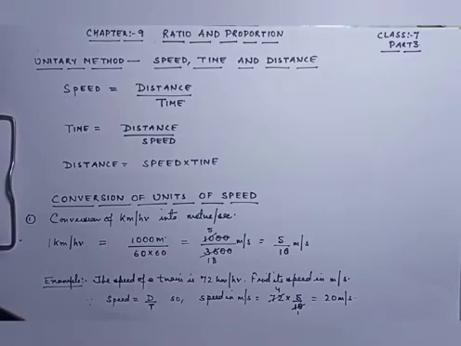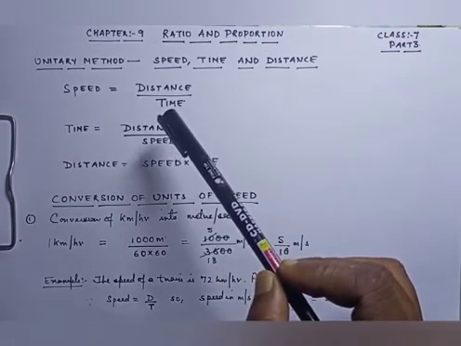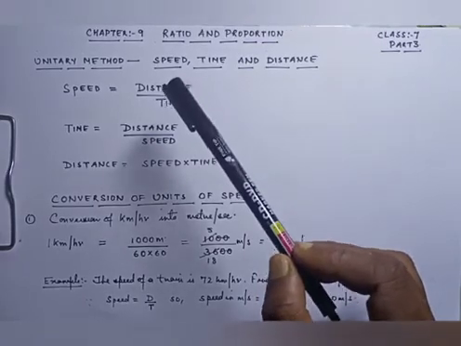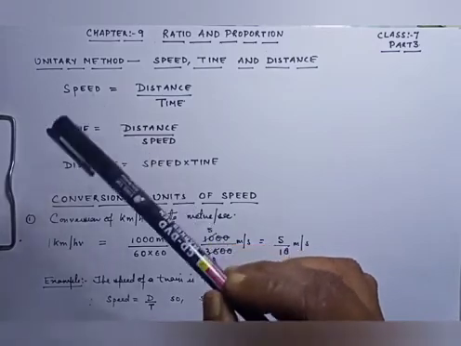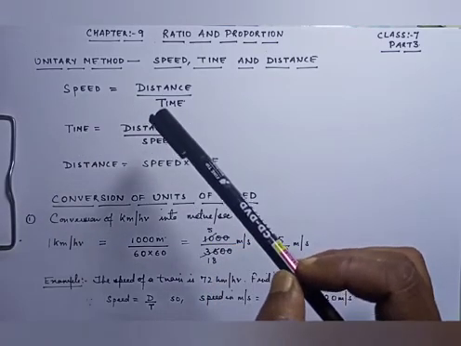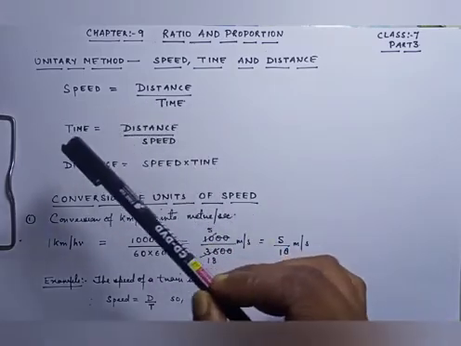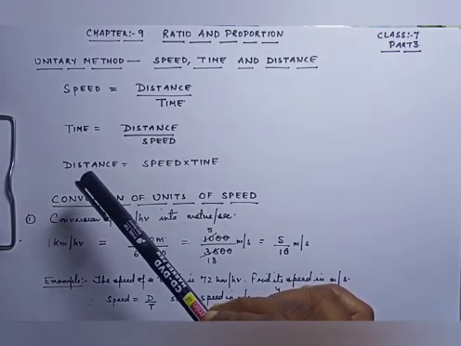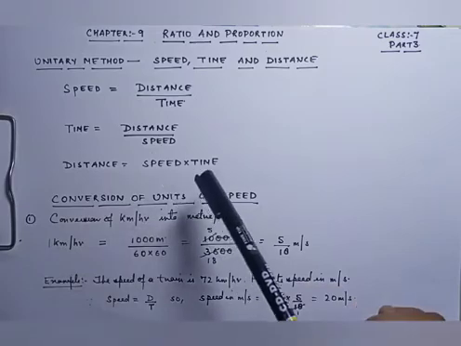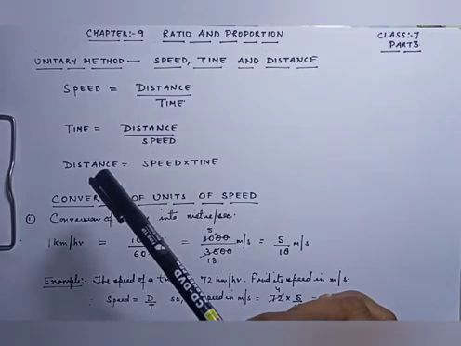As we all know, speed is the distance traveled in a unit time. So the formula for speed is distance upon time. So if two quantities, that is distance and time, are known to you, you can find out speed. Suppose if time is unknown to you and distance and speed are given to you, you can find out time by the formula time is equal to distance upon speed. Now if distance is unknown to you and the two quantities, that is speed and time, are given to you, you can find out the distance.